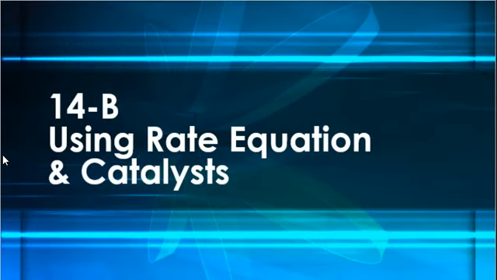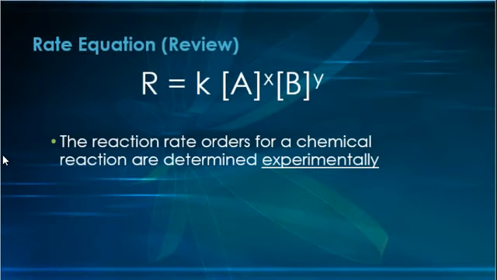We're in 14b now. So turn on over to 14b. We're going to see how we're going to use that rate equation, and then we're going to talk about the catalysts. So there's a little bit of review. It says, what is your rate equation? It's that. We know this already, yes? And then it asks this question, the reaction rate orders for a chemical reaction determined experimentally, which we just said.